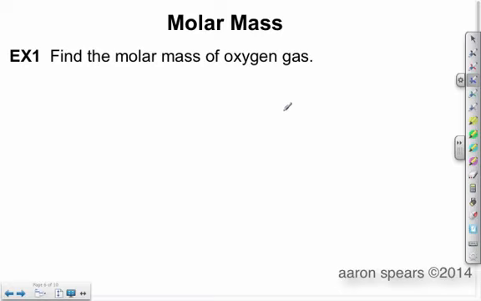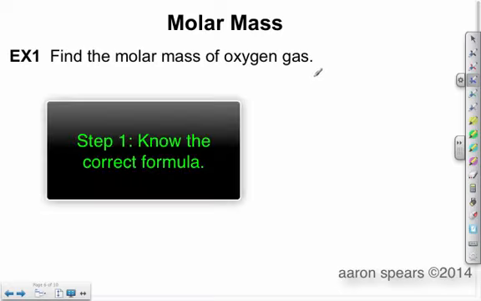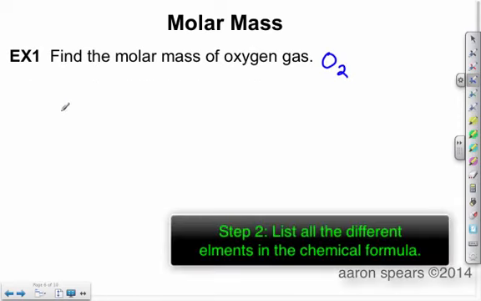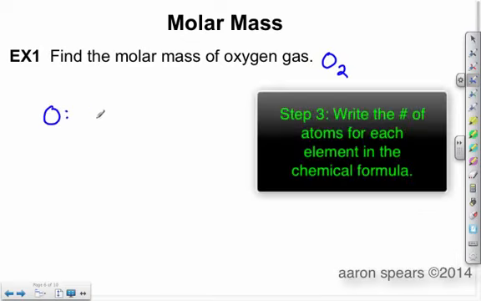In this example, it says find the molar mass of oxygen gas. First thing you want to do is make sure that you write down the formula of the thing that you're trying to find the molar mass of. Remember, oxygen is a diatomic molecule, so its formula is O2. Next, we want to list all the different elements that we see in the chemical formula. There's just one element, and that element is oxygen. Next to it, we want to list how many atoms of oxygen are present in the formula. We can see by the subscript that there's only 2.